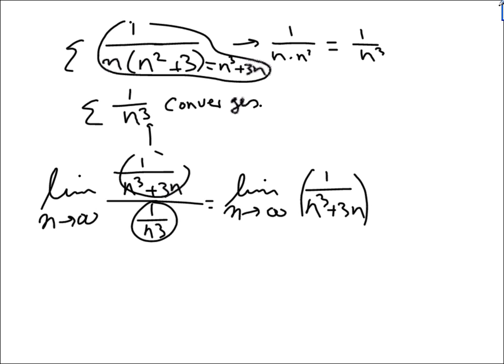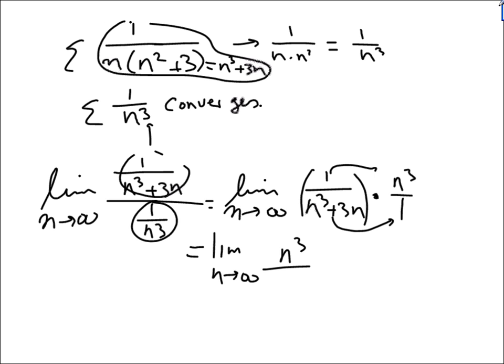Change division to multiplication and flip over the bottom. N cubed over 1. And what happens there is the numerator is 1 times n cubed, which is n cubed. And the bottom times 1, n cubed plus 3n times 1 is n cubed plus 3n. The coefficient powers are both the same. That's why I pick n cubed.